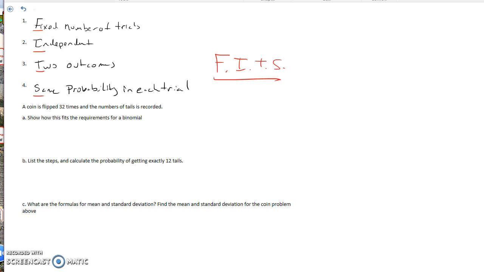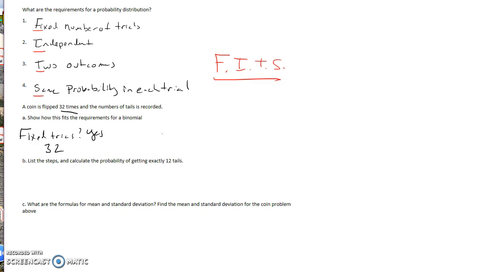So let's take a look at the following probability. It says a coin is flipped 32 times and the number of tails is recorded. Show how this fits the requirements for a binomial. Well, let's go through fits. Is it a fixed number of trials? And the answer is yes, because there were 32 trials, right?